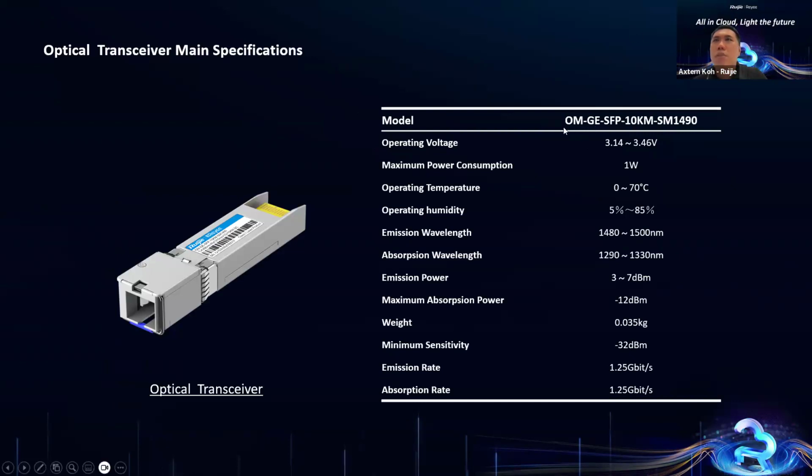Please remember the PON transceiver: OM, GE, FFP, 10 km, SM, 1490. So for the PON solutions, the maximum distance can only go up to 10 km. Please take note: only 10 km. Within the 10 km, the PON Enlighten solution can work.